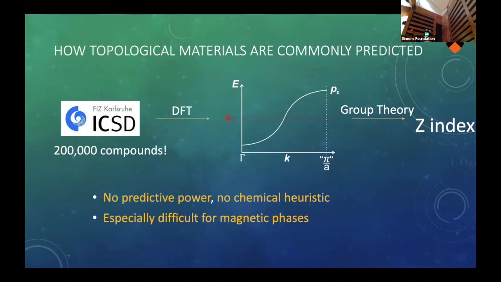And so my goal is to build chemical heuristics, or kind of rules and guidelines, that help us to predict when a material can be topological, or how to design a new one without having to run DFT calculations to test these.